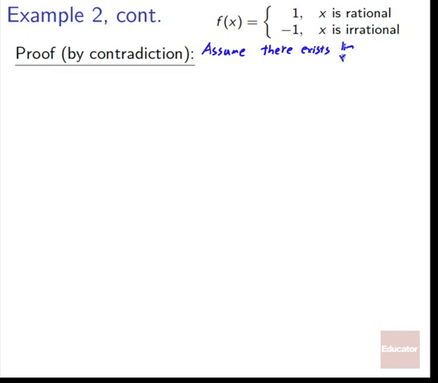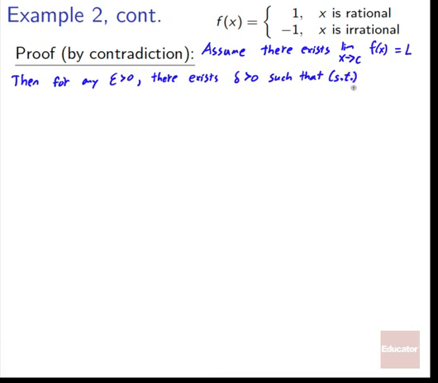Assume there exists some limit that as x goes to c, our f of x is equal to some value of L. Then, for any epsilon greater than 0, by the definition of how a limit works, we know there exists some delta greater than 0, such that, and from here on out when I write such that, I will probably just use s.t., such that for any 0 less than the absolute value of x minus c less than delta. That is to say, an x that is less than delta distance away from whatever our c happens to be, we know it must be the case that the absolute value of f of x minus L, that is the distance between the f of x that gets mapped from that x and L, what our limit goes to, has to be less than epsilon.